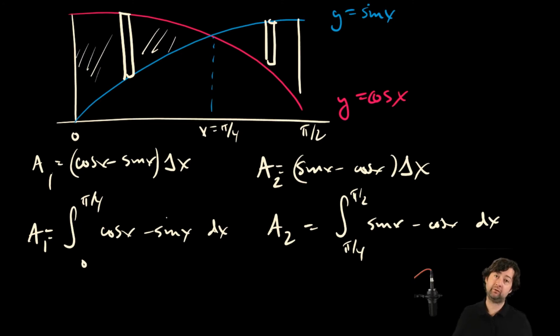What will happen if you neglect to use the absolute value, if you just used, say, cosine of x on top and sine of x on bottom for the entire integrand, you would end up with an area of 0, because these two regions are of equal size, but the top and the bottom flip places.